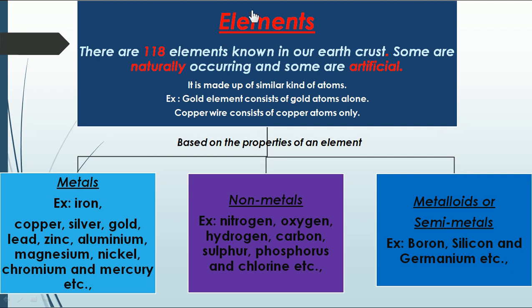So what is an element? Element is made up of similar kind of atom. So far we have around 118 elements in our earth crust, and we have classified them into metals, non-metals and metalloids. So this we have discussed in our last video. In this video we are going to talk about the properties.